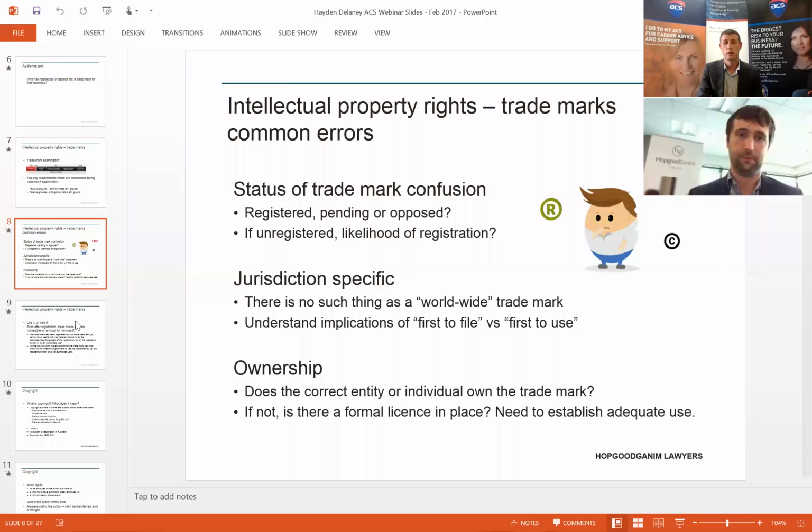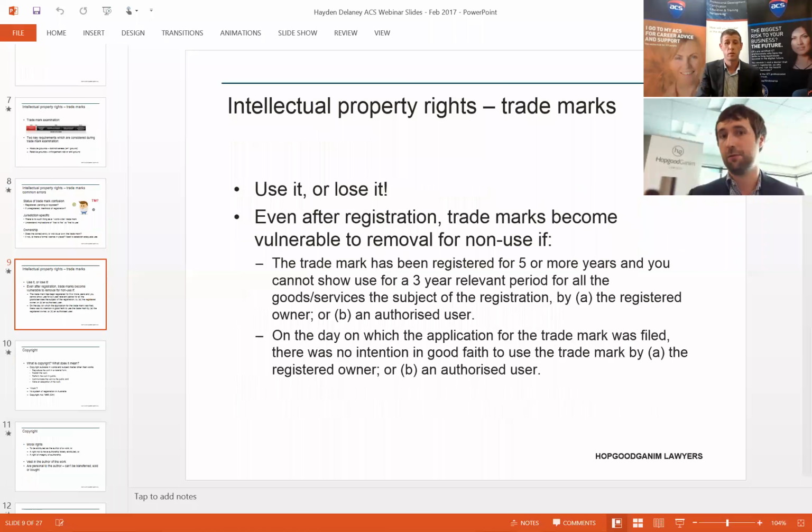Okay, so as I said before, use it or lose it. Trademarks become vulnerable to removal for non-use once certain time periods have elapsed. The most common one is if it's been registered for 5 years or more, and you can't show that in the 3 years before a non-use claim has been brought that you've used it in relation to the relevant goods or services, it can be revoked on the basis of non-use.